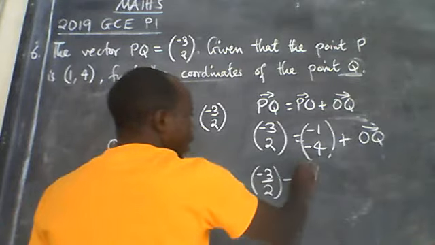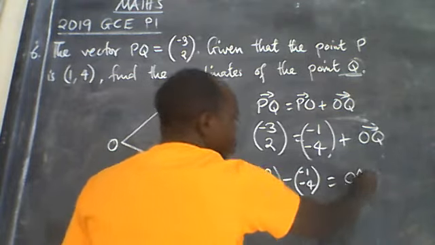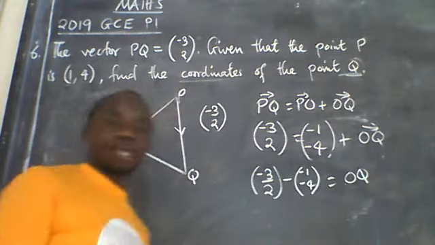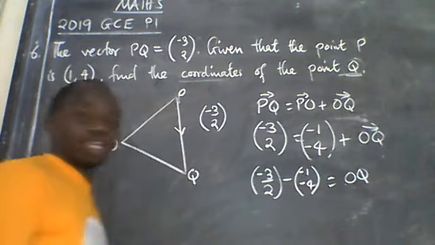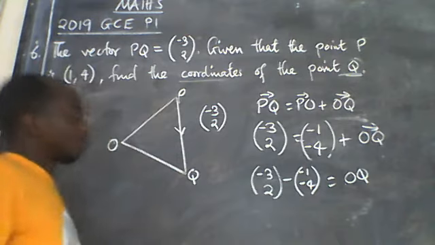Then the way it is, negative 1, negative 4, because this side I'll remain with OQ. Okay, I'll remain with OQ there. And then doing some calculations there.